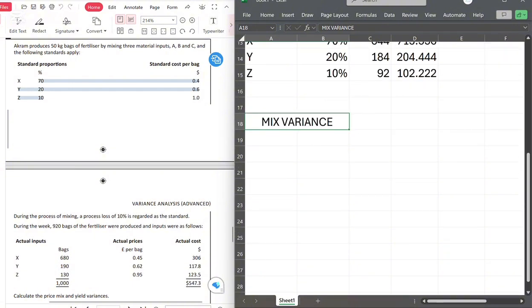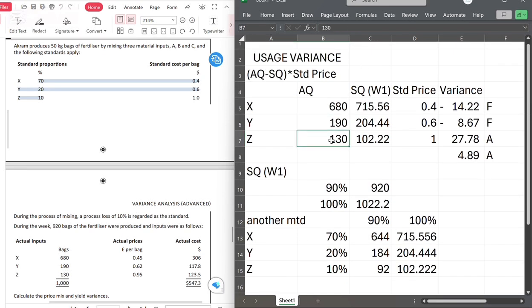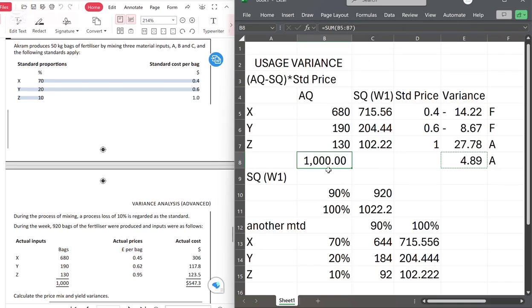For both mix and yield variances, you just need to think about new column to be introduced. And that column is you asking a question of what if we had stuck to our standard proportion? Because if you look at the actual consumption here, 680, 190, 130, that is a total of, let's see, what total is that? It was given in the question anyway. That is 1,000 actually. Yeah. So this 1,000 means that X has been used in proportion of 68%, 19% for Y, and 13% of Z.